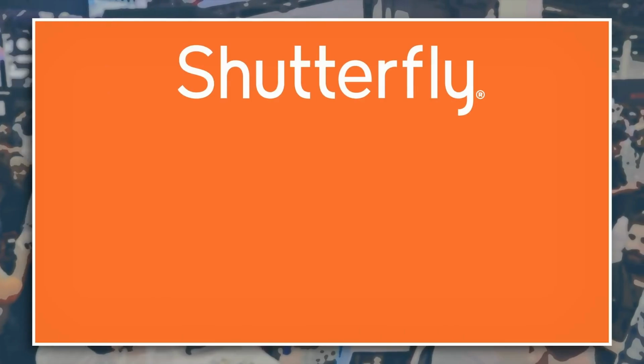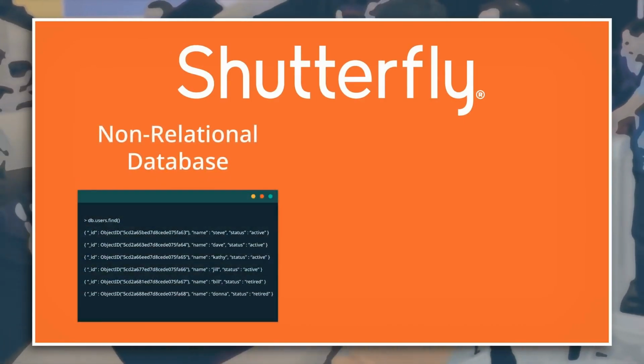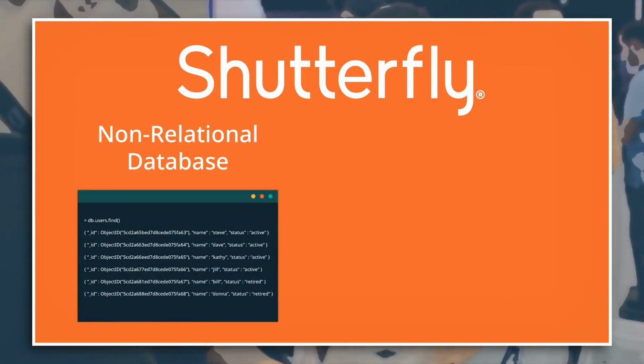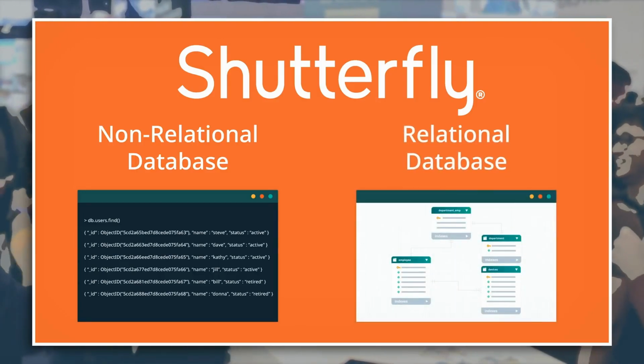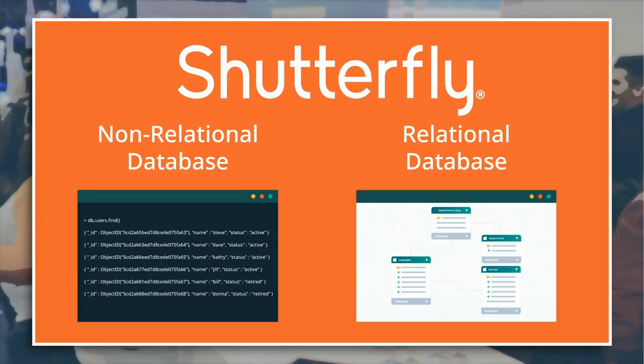Let's talk about it. Companies both large and small rely heavily on databases to power their applications. For instance, Shutterfly, the popular photo publishing site, uses something called a non-relational database to help manage their image data. But at the same time, they also use a relational database to help organize their customers' billing information. Without those databases, Shutterfly wouldn't be able to function.